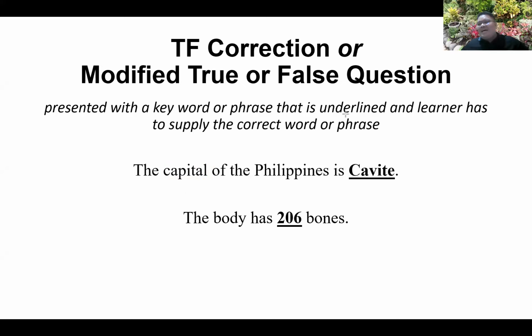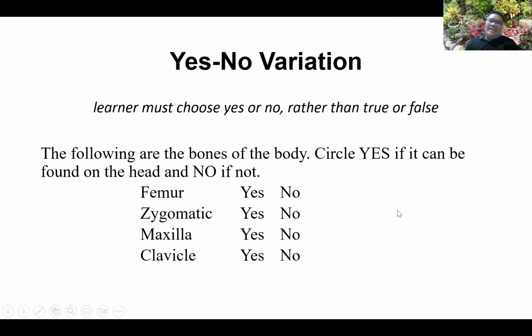Ha? Class, pag sinabi nating modified true or false, hindi po siya ibig sabihin that if you will say, Ana is beautiful, naka-underline yung beautiful, gagawin mo siyang Ana is not beautiful. Okay, that's not how you test your students. The answer is not supposed to be the negative of what is being underlined. No, hindi po dapat yon yung pag-deliver ng modified true or false. The body has 206 bones. Okay, so 206, that's true, no? So, now, another type is the yes-no variation.